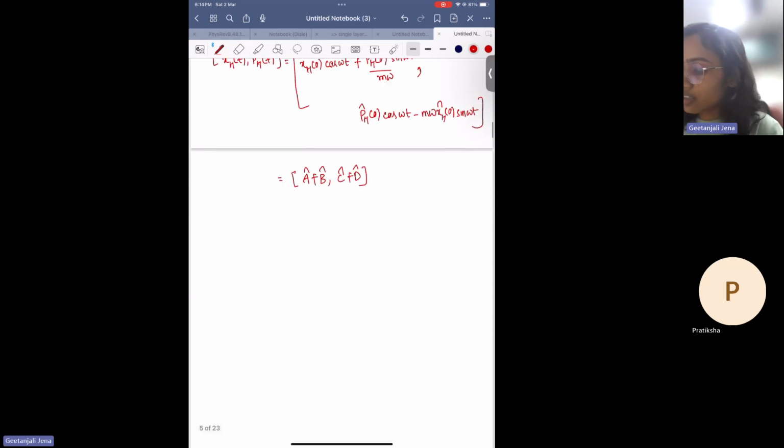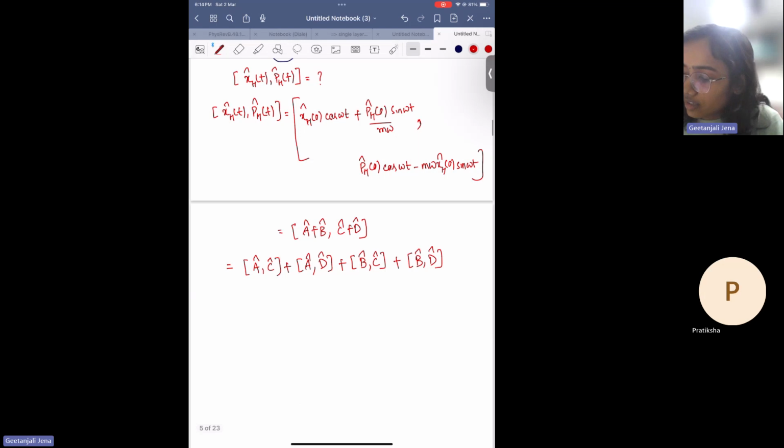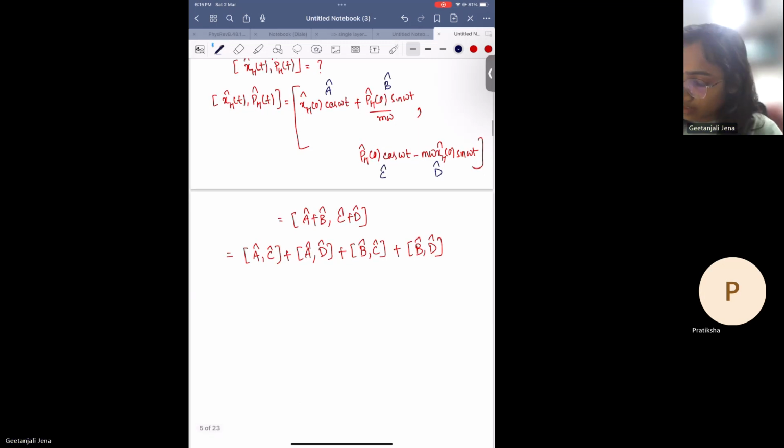So what is the commutation relation for this kind of problem? This boils down to AC plus AD plus BC plus BD. So let's see, this is the A term, this is the B term, this is C, and this is D. So let's see the individual terms.